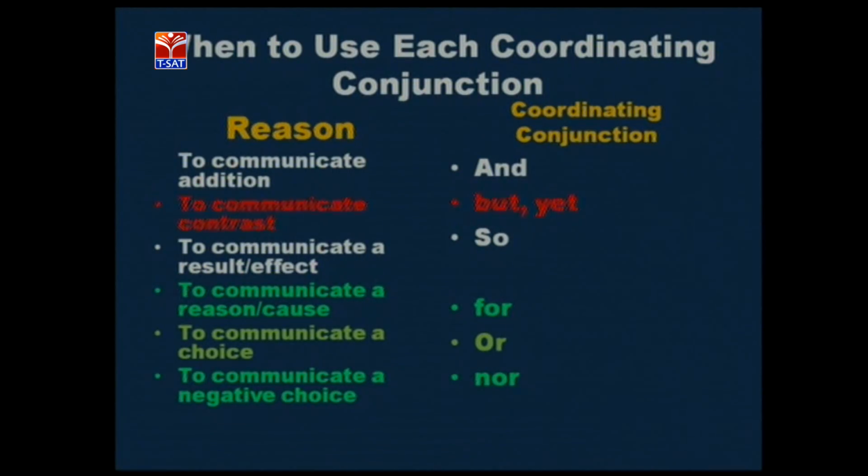Dear student teachers, you observe here, to communicate addition we use and, to communicate contrast we use but and yet, to communicate a result and effect we use so, to communicate reason and cause we use for, to communicate a choice we use or, to communicate a negative choice we use nor. You observe this small video, dear student teachers.